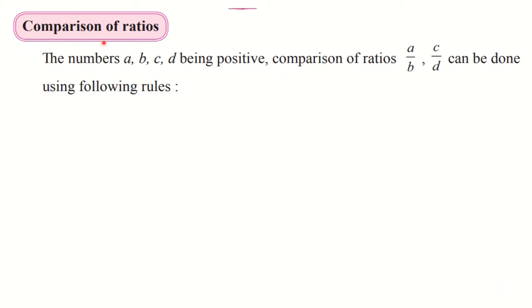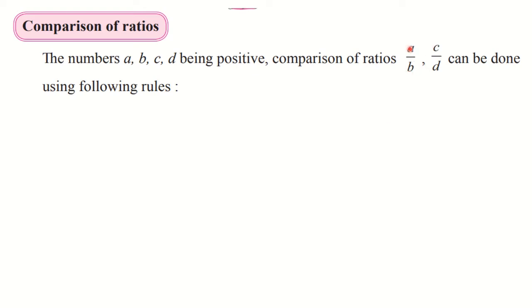Here the next topic is comparison of the ratios. When we have two ratios, A upon B and C upon D, then we can compare them. You know that whenever there are two ratios, only one possibility is present. That means either both the ratios are equal or one of them is greater than the other. So now let us see which rules we should follow to do the comparison of the ratios. Before understanding the rule, we have to always go for cross multiplication, that you have to keep in mind.